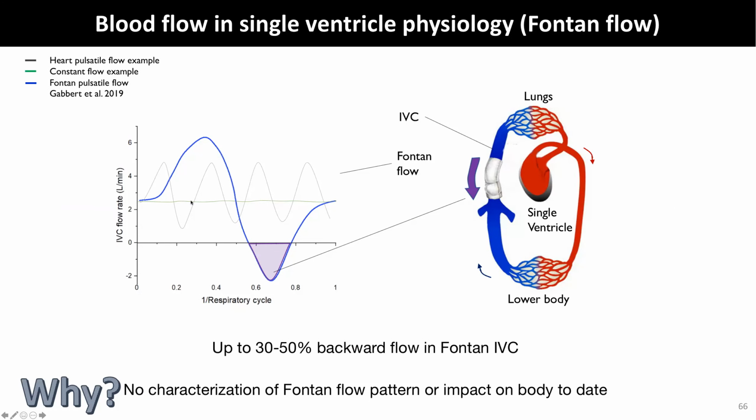This is, again, just like a typical biventricular flow here in the IVC flow rate, and with the single ventricle physiology, you get synchronization with breathing, not with the cardiac cycle, and you get a retrograde flow up to 30 to 50%. And there isn't a ton of characterization of this Fontan flow pattern done to date, so we wanted to tackle that and the mechanical influencers of this flow.